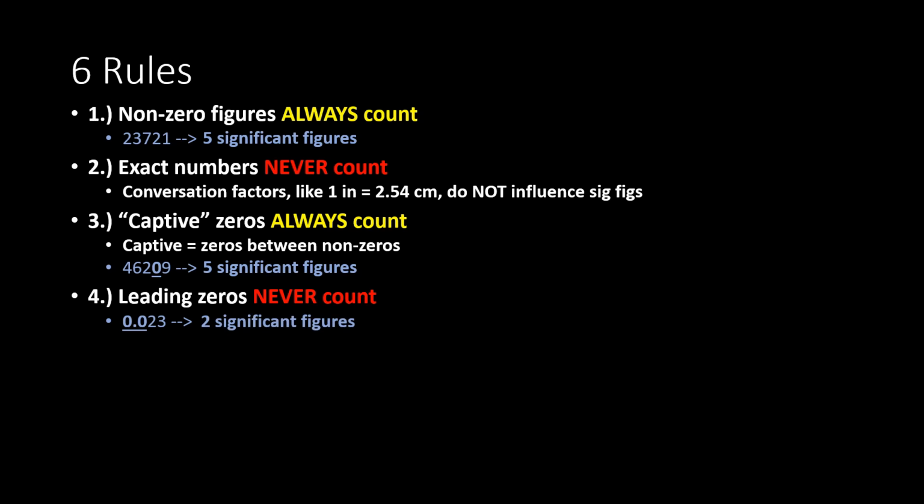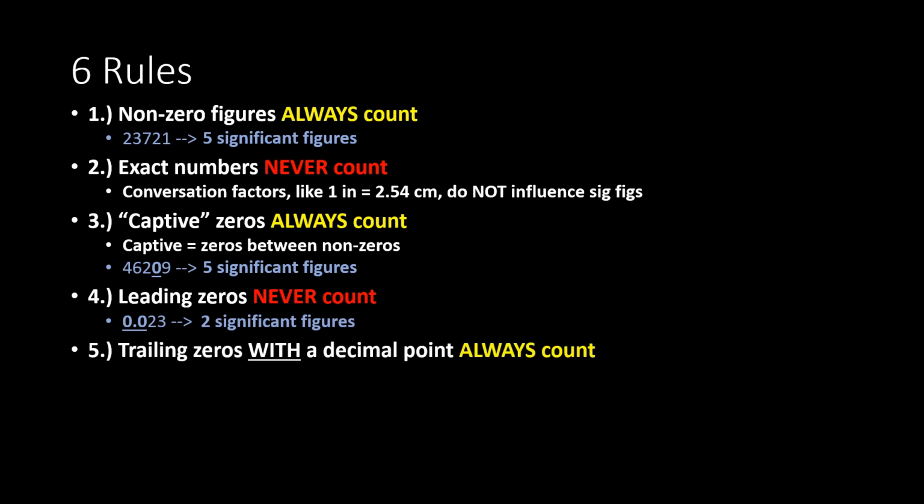The fifth rule states that trailing zeros with a decimal point will always count. So if we look at a number like 789 with 4 zeros following the decimal point, all those zeros will count. So this number will have 7 sig figs.